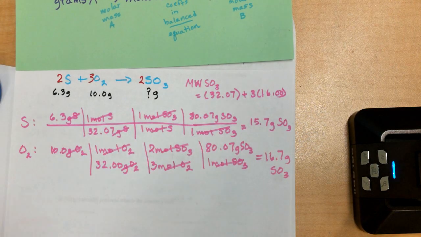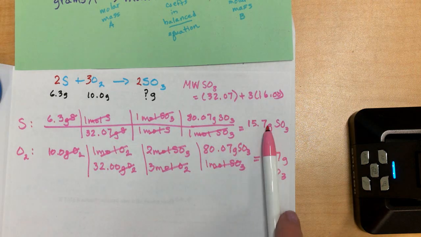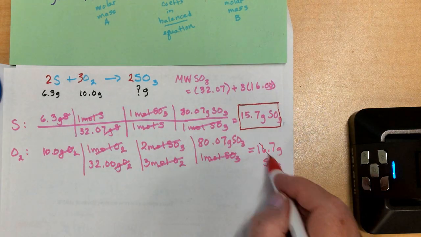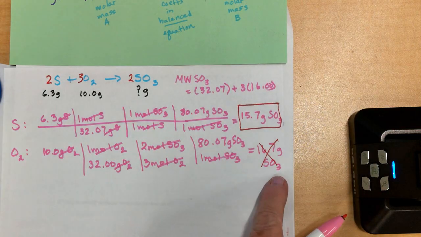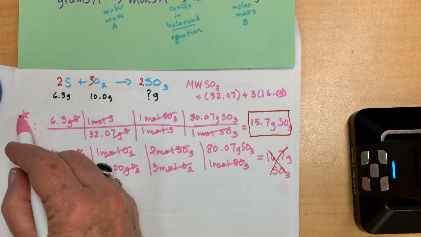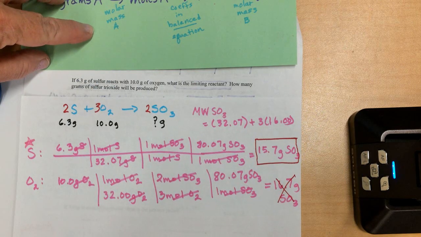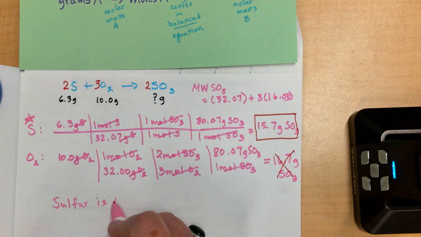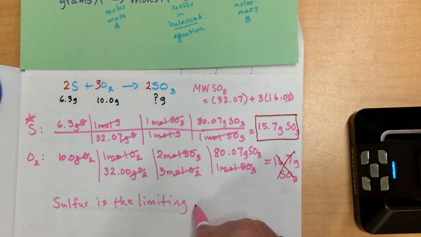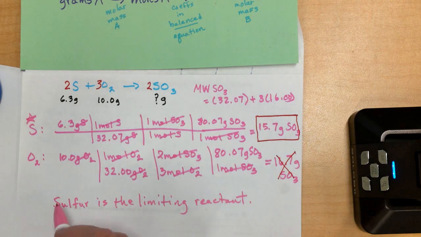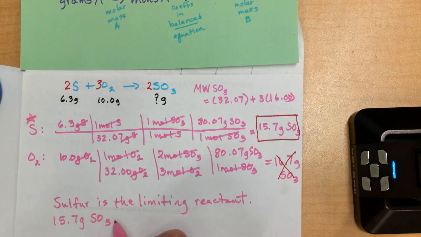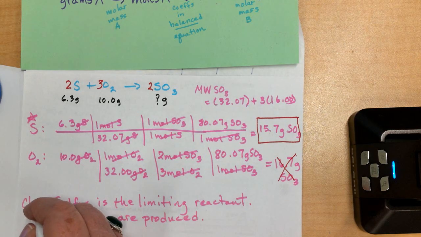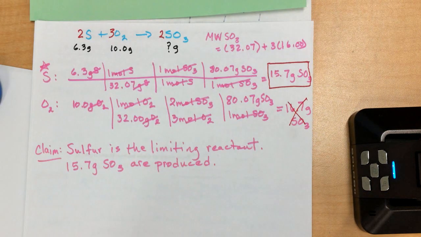Okay, so if I've done my calculator punching correctly, this is what we have. So, which is the least amount? This one. So this is my answer. That's the amount of sulfur trioxide we're going to get. This is not accurate because I ran out of sulfur before I could make that much. And so this is my limiting reactant. So what did the question ask us to find? What is the limiting reactant? So we say sulfur is the limiting reactant, and 15.7 grams of SO3 are produced. And this is my claim. That's what I'm claiming. All right.